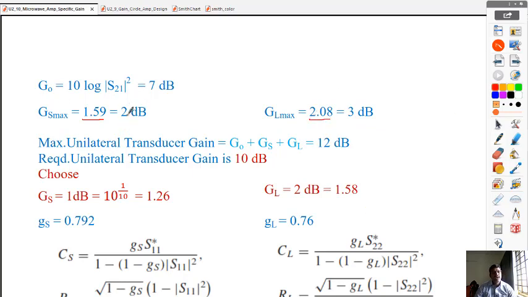And the corresponding logarithmic value will be 10 logarithm of this 1.59, which gives 2 dB. Similarly, we can transform the numeral gain value into the logarithmic unit by taking 10 logarithm of 2.08, which gives 3 dB. And then the gain of the given device is 10 logarithm of modulus of S21 squared, which gives 7 dB.